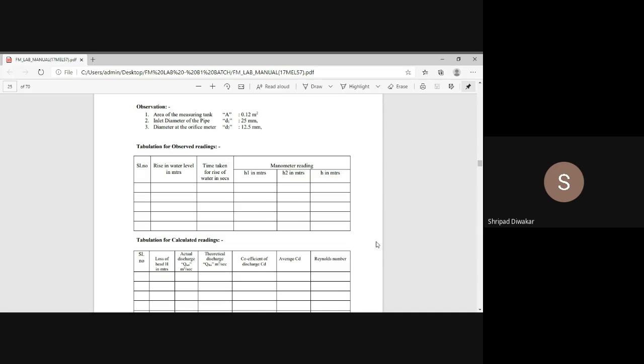Anybody, what is the difference between orifice meter and venturi meter? Can you explain? Difference between orifice meter and venturi meter.